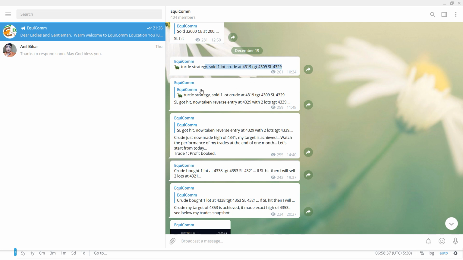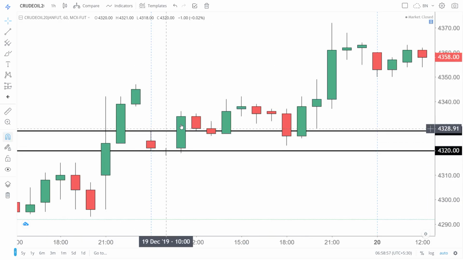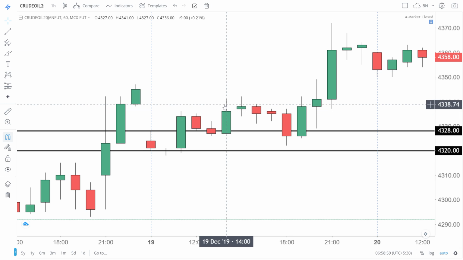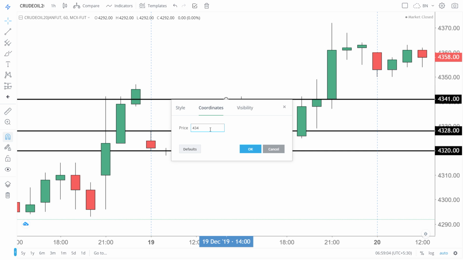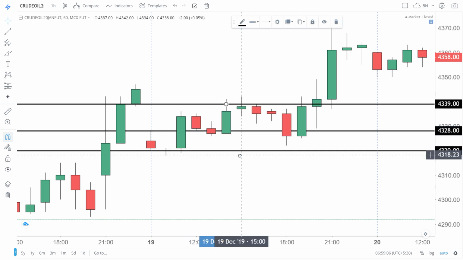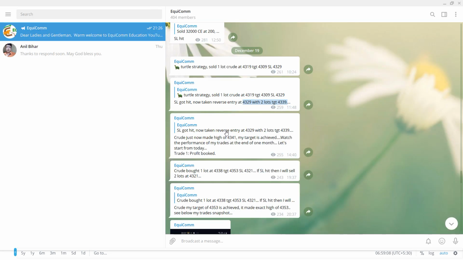See here, and then we have also given the stop loss, and when the stop loss got hit, we do not feel shy. I upfrontly go and say my stop loss got hit, and see what I have written now. I have taken a reverse entry at 4329. See, with two lots I have written with a target of 4339. Let's see that. So here I have bought, and then I just told you 4339 is my target, and see. So when the target hits, we say target hit. When the stop loss hits, we say stop loss hit.